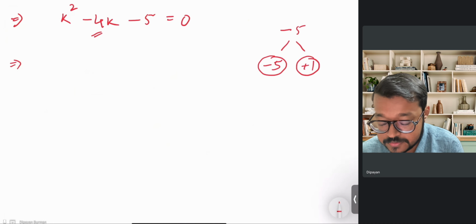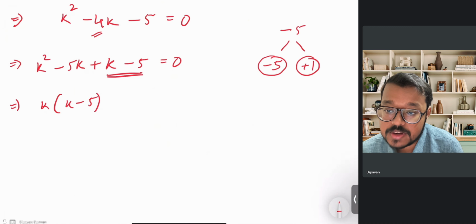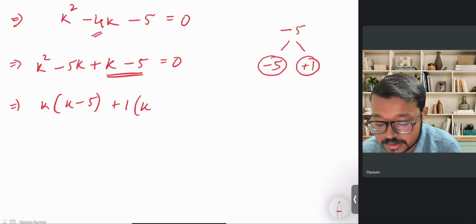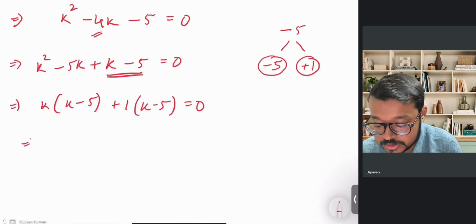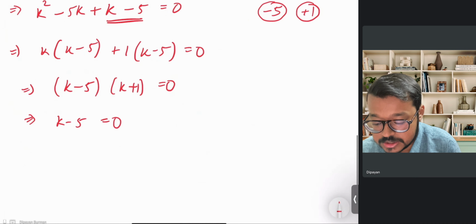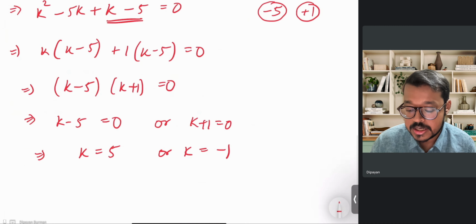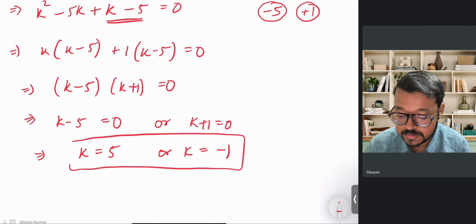So I can split the minus 4k as k square minus 5k plus 1k, that is plus k minus 5 equal to 0. Then common factors: k into k minus 5, and already here we have a k minus 5, so I can write it as 1 into k minus 5 equal to 0. So that means k minus 5 into k plus 1 is equal to 0. So k minus 5 is equal to 0, or k plus 1 is equal to 0. That means k equals 5 or k equals minus 1. So this is basically my answer. K can have these two values.